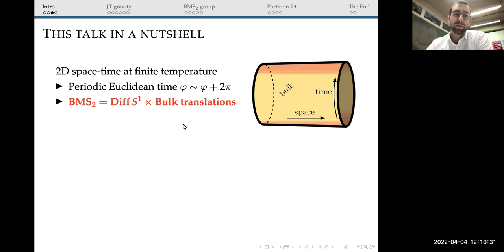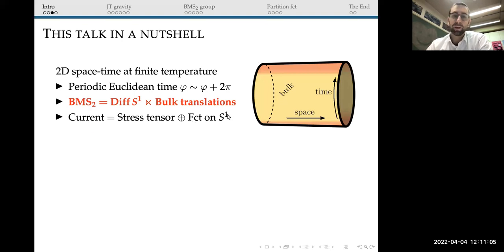Then in this language, the BMS group we're going to find is going to have a characteristic semi-direct product structure where the non-abelian factor is going to be a diffeomorphism group of this time-like circle here. And the abelian factor is going to consist of what I'm calling bulk translations, meaning translations that sort of pull the circle back into the bulk, so they're sort of radial, if you will, as we're going to see. Most importantly, the corresponding currents, as you will see, are going to consist of what you would call a CFT stress tensor and a function on the circle.